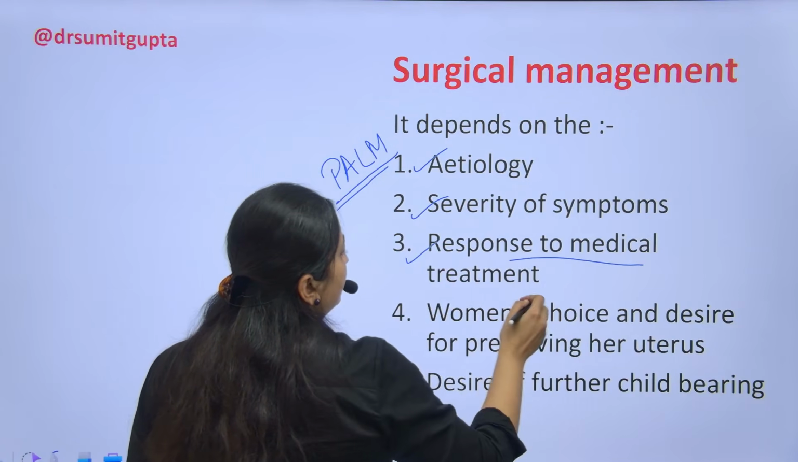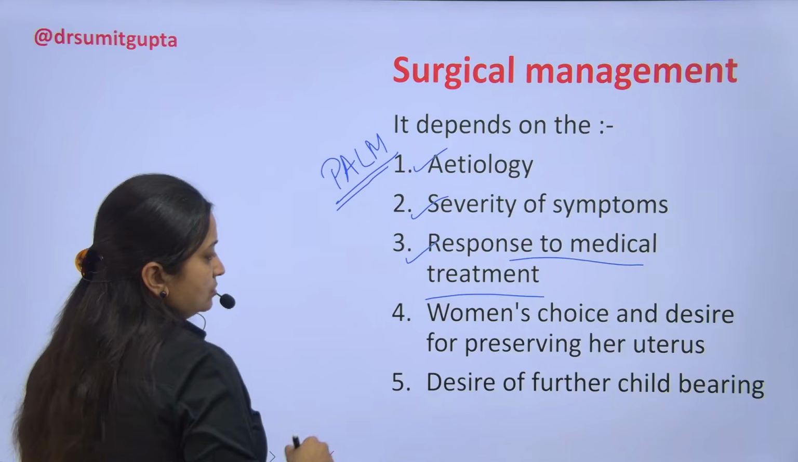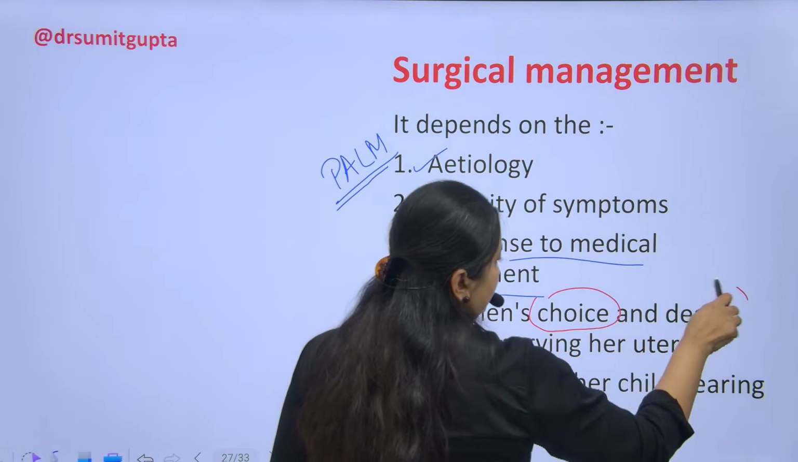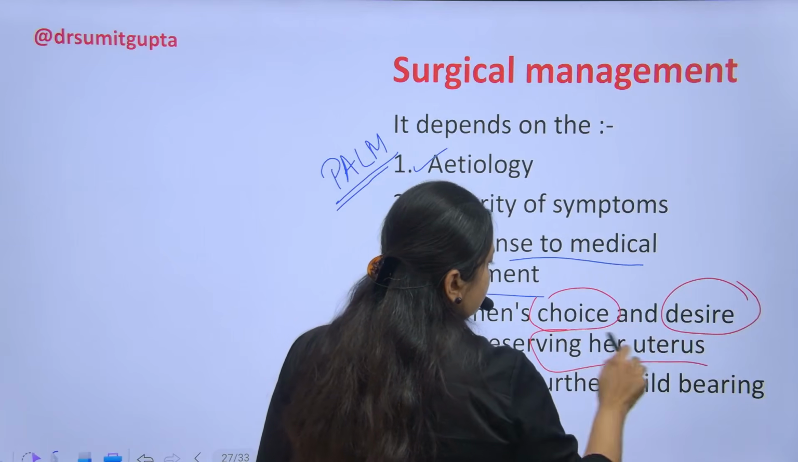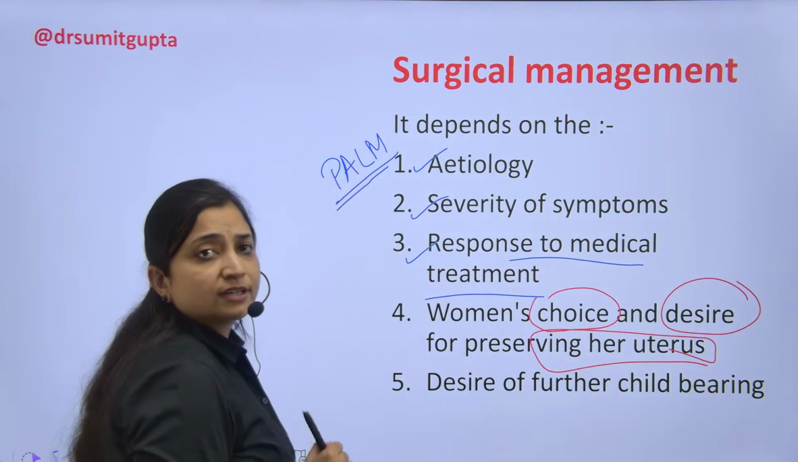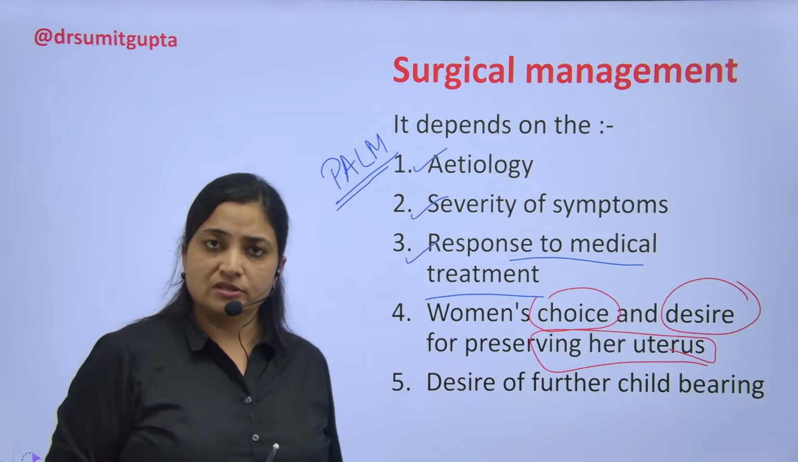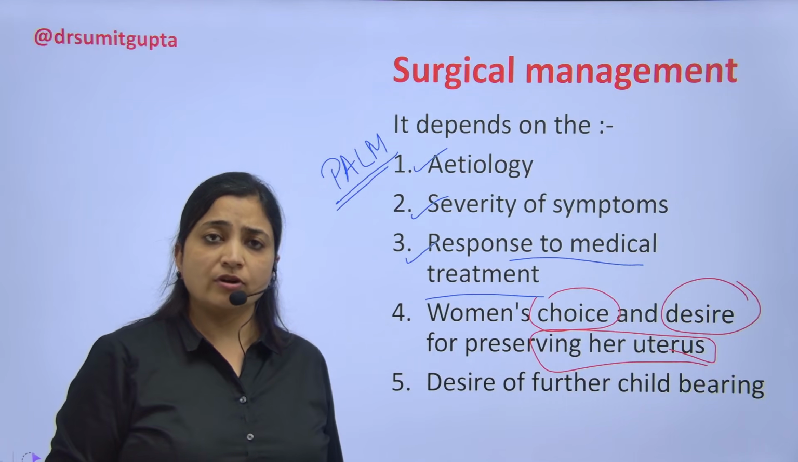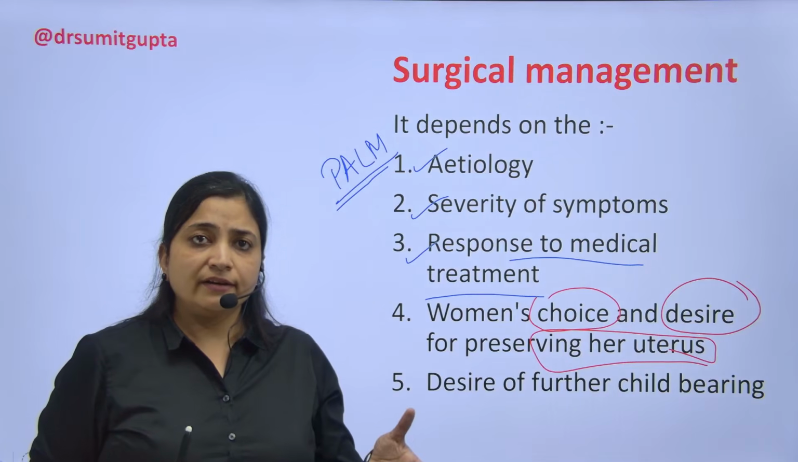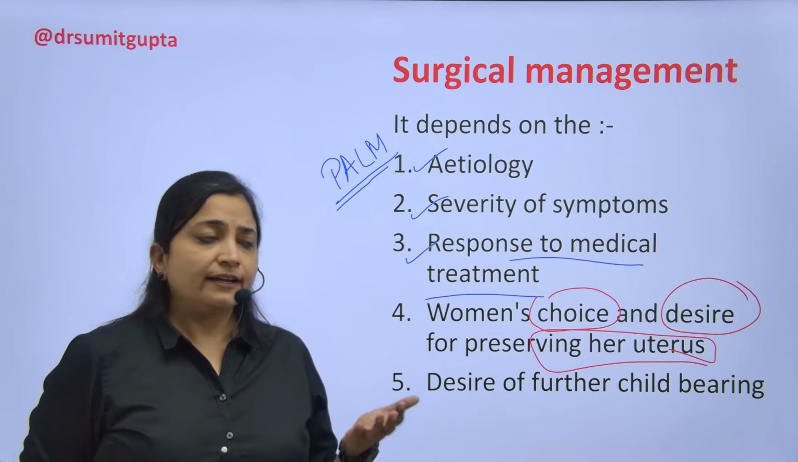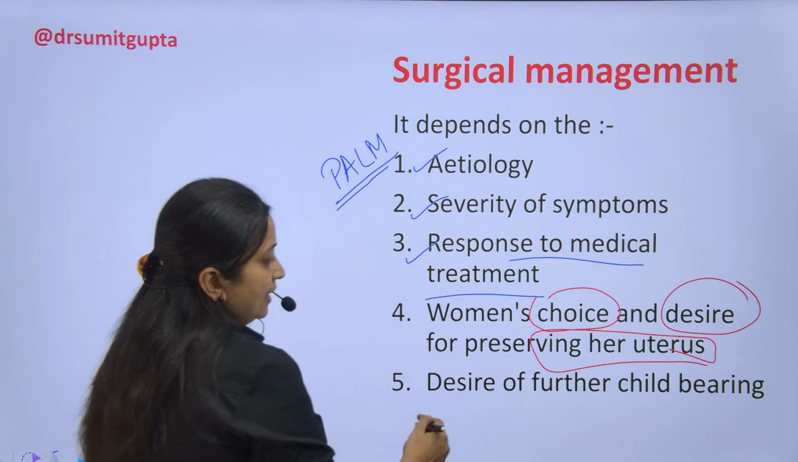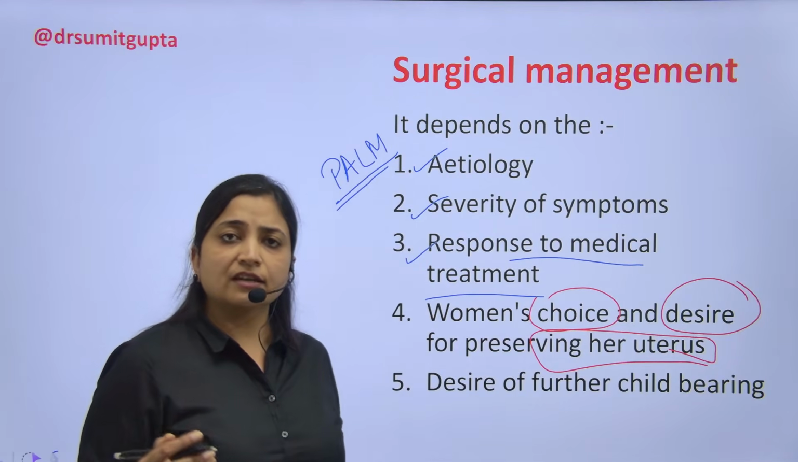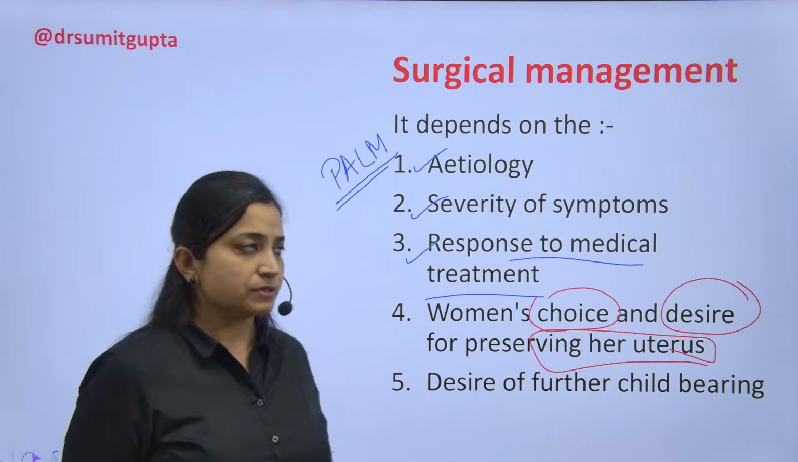We have given all the medical treatment, and what was the response? Most important, the woman's choice and desire to preserve her uterus. Always give importance to the woman's choice, what she wants. Whether she wants hysterectomy, whether she wants to preserve, whether she wants to go for some non-radical treatment, accordingly we will decide what we do. And desire for further childbearing. If she says that I want to become pregnant, then there is no question of removing the uterus.